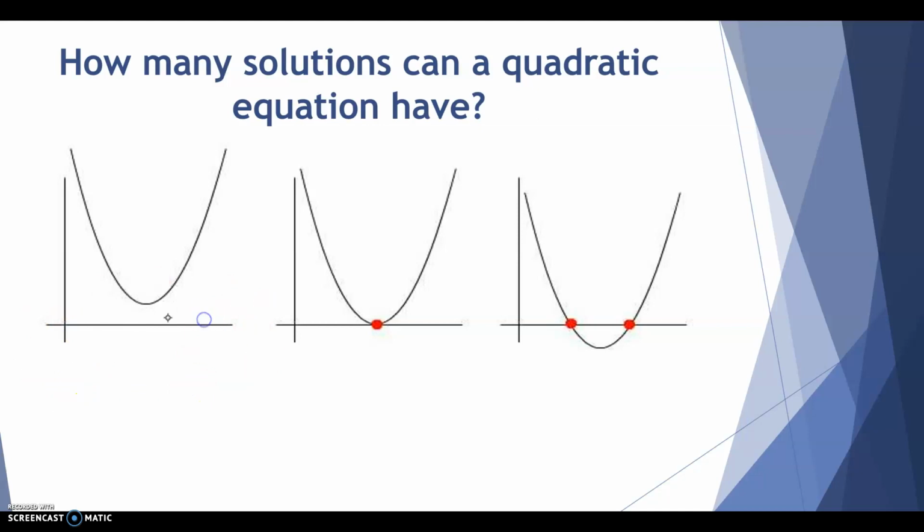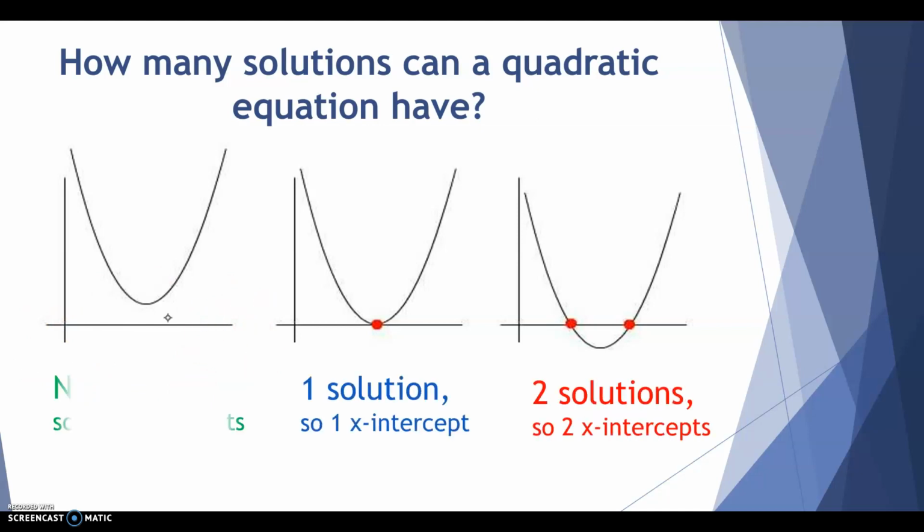Nowhere is my graph touching. So, well, I'm kind of going to give you the answers, but there is no solution. So since there's no x-intercepts, no solution. And this parabola, it touches it once, so there's 1 answer.